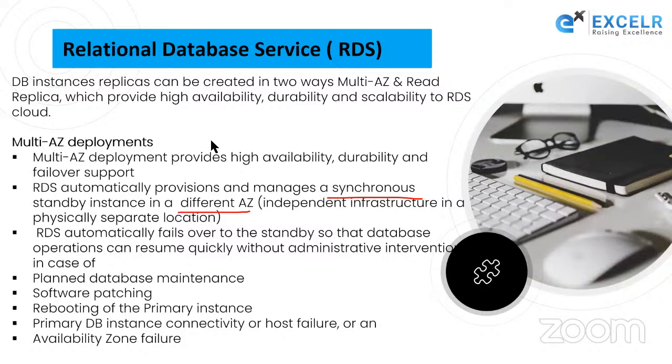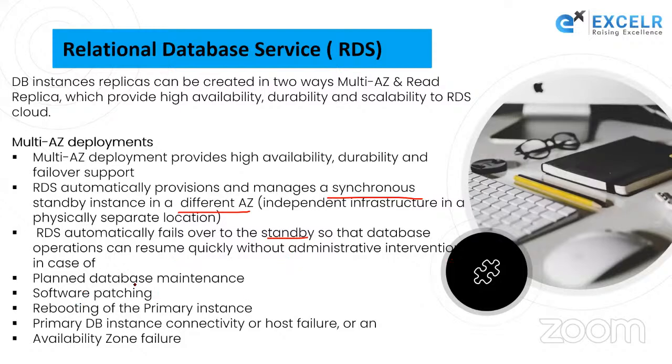Whenever you create an RDS, we get a DNS endpoint for our database. This DNS database endpoint is going to point to the primary database at any given point of time. Whenever there is a failure in your database, it will seamlessly move your connection to the secondary database. So RDS automatically fails over to the standby, so the database administration can resume quickly without any administrative intervention.